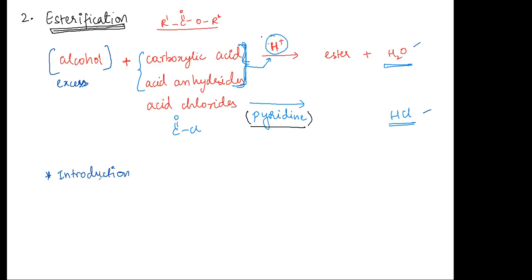Now, there is a specific case: introduction of an acetyl group. Acetyl is basically CH3C=O specifically. This acetyl group can be introduced from a carboxylic acid, acetic acid, which is CH3COOH, the two-carbon one, or acetic anhydride or acetyl chloride, which is basically CH3COCl. So if you're specifically introducing just this much, this is called acetylation.